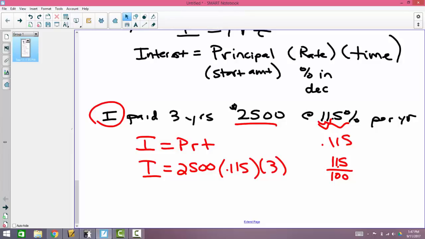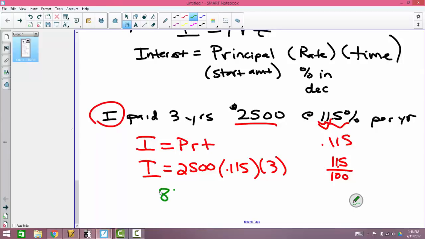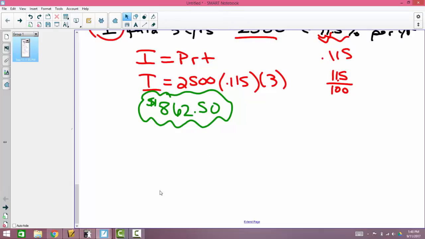And then we're going to go to the calculator. $2,500 times 0.115 times 3 is $862.50. So your interest would be $862.50. So that's the answer of your interest. We will do one more.